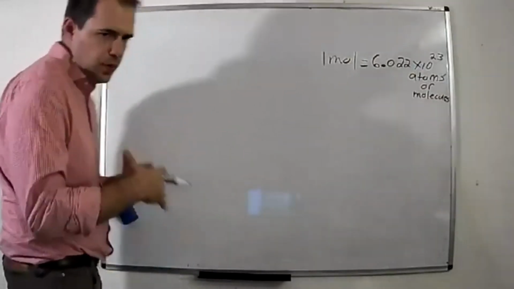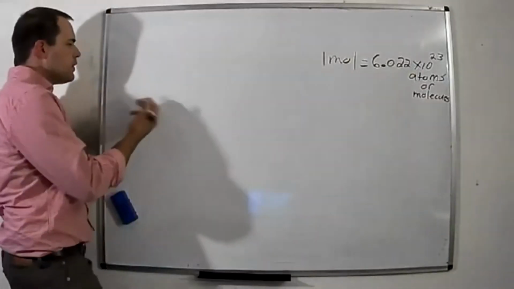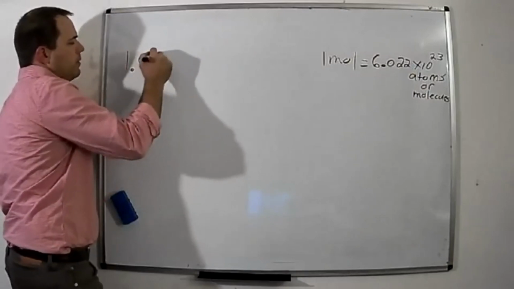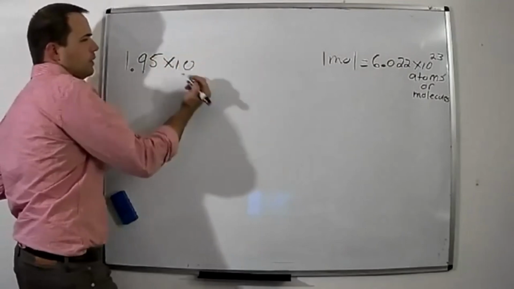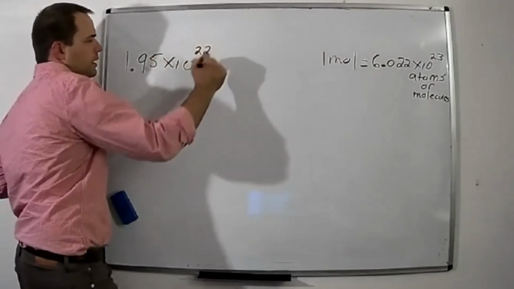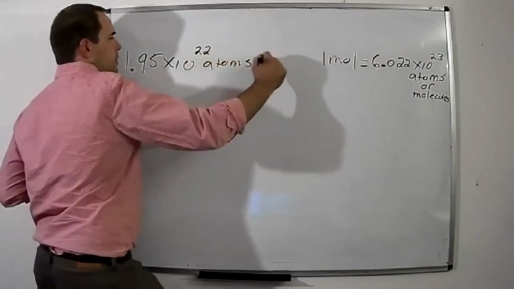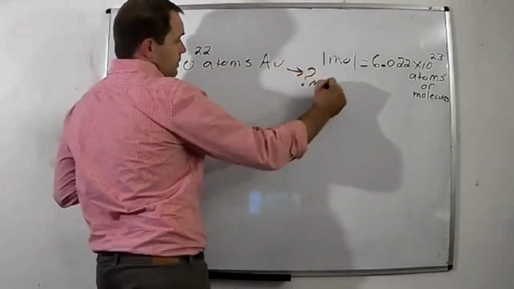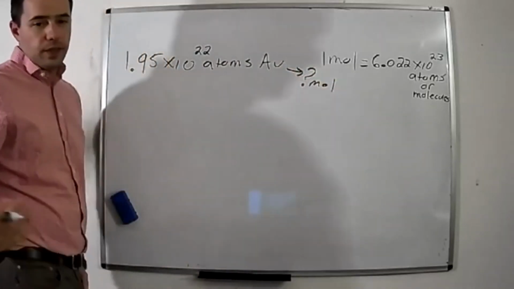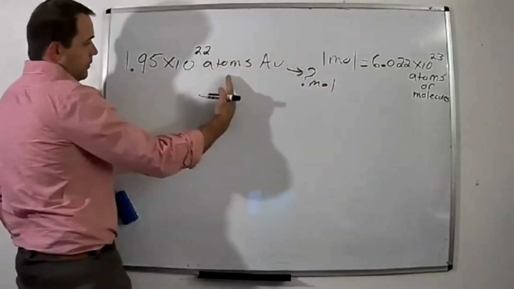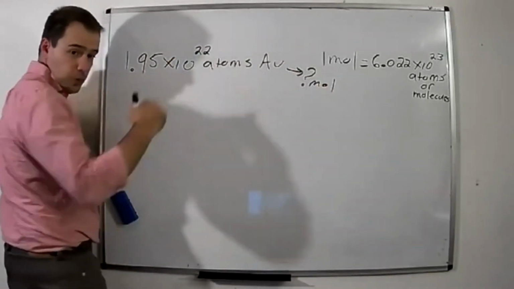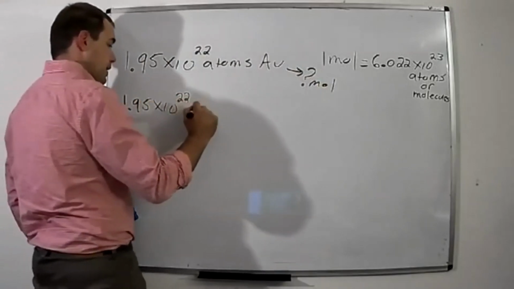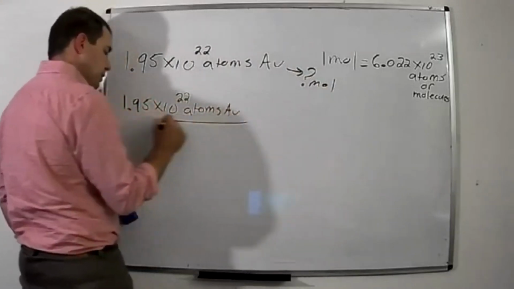So we'll do a couple. Let's say that you have 1.95 times 10 to the 22nd atoms of gold. You're rich. And I want to know how many moles that is. Here's how we set this up. You take what I give you with the units, 1.95 times 10 to the 22nd atoms of gold, and you put it over 1.